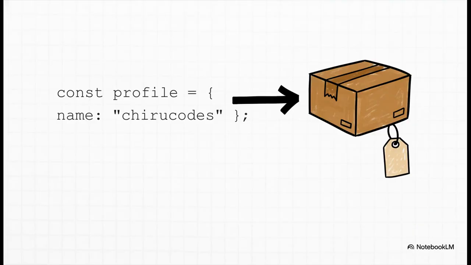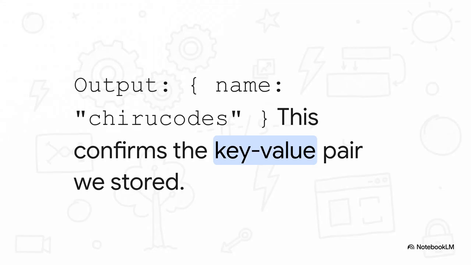See those curly braces, squiggle brackets? That's what creates our labeled box. Inside, we've made a label, or a key, called name, and we've given it the value ChiruCodes. We've basically just made a profile box and stuck a name tag on it. And then, when we ask the computer, hey, what's inside that profile box? This is what it spits out. It confirms we have an object, our labeled box, and it's holding the exact key value pair we put in there. It's simple, it's organized, and it is incredibly powerful.